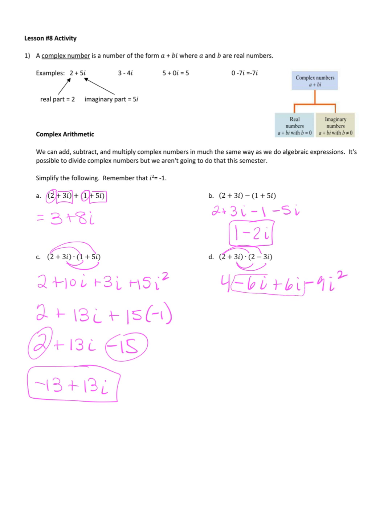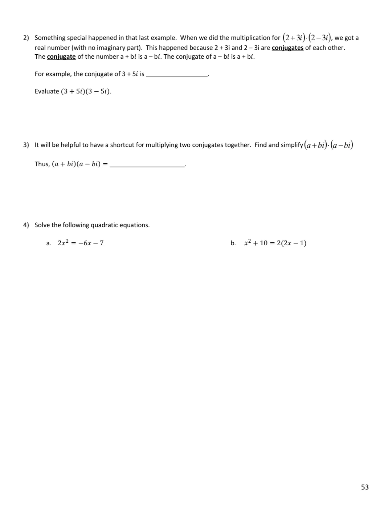Then I combine like terms. So these middle terms here, I have a -6i and a plus 6i, a positive and a negative, same amount, they add to 0. So this becomes 4 minus 9i squared. And let's replace that i squared with a -1. So this becomes 4 minus -9, which is 4 plus 9, which is 13. Something special happened in that last example, the 2 plus 3i times 2 minus 3i. We got a real number. The answer was 13. There were no i's.